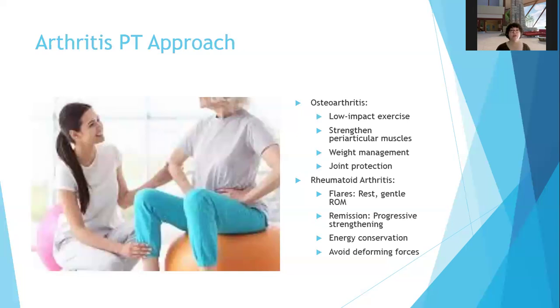For osteoarthritis, our PT approaches are low impact exercise, strengthening the periarticular muscles, weight management, because you don't want to put additional pressure on the joint, and joint protection. Some of our joint protection things might be using assistive devices or adjusting the height of your chair and different things like that, so you're not putting stress on the joints.